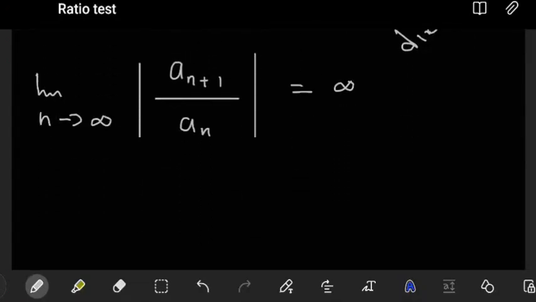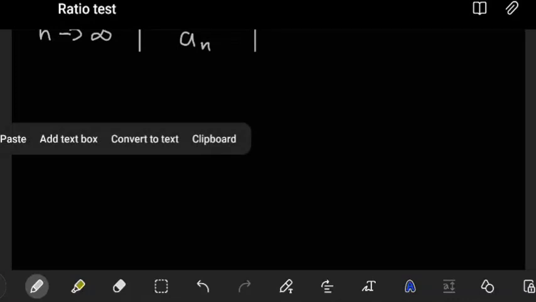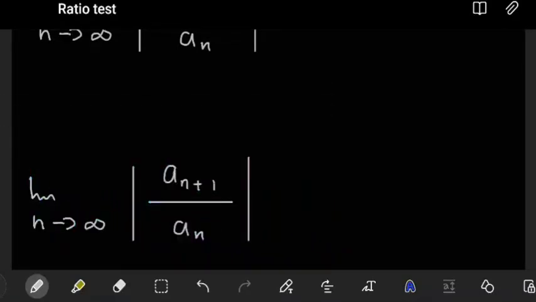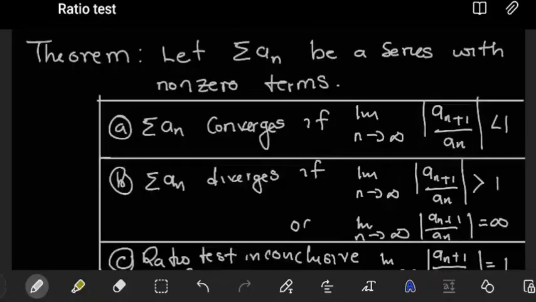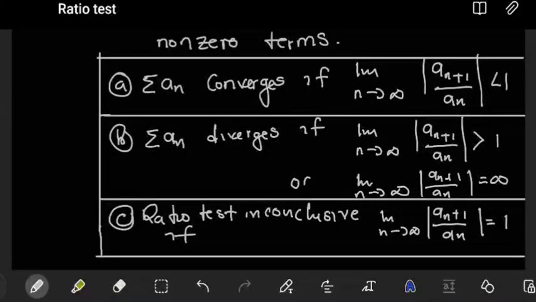And in the final case, say after evaluating the limit, we find that this limit is actually equal to 1. In this case, we will conclude that this test is inconclusive. This just means that the ratio test has failed. We have to try using different methods to determine whether a sub n converges or diverges. Put in other words, this is a summary of what we have just gone through. So if a sub n is a series with non-zero terms, then we have the 3 cases that are possible.